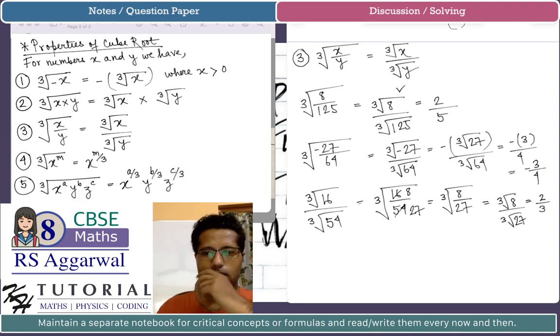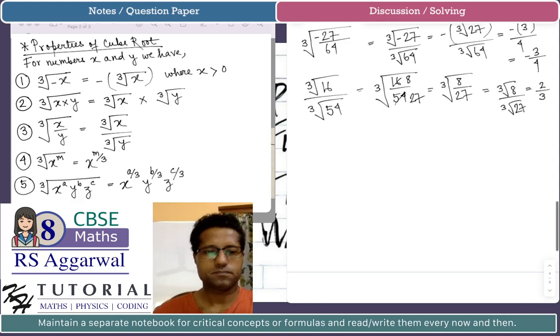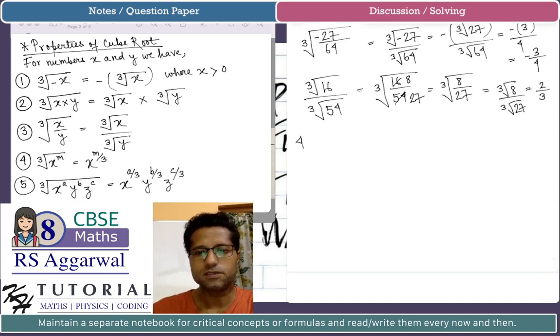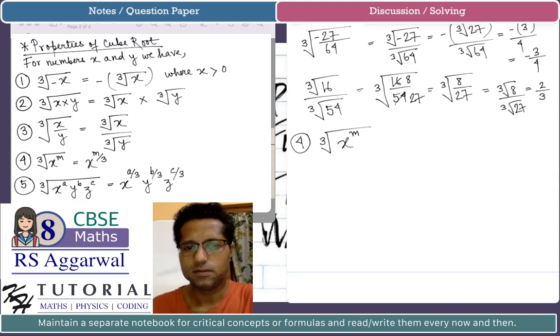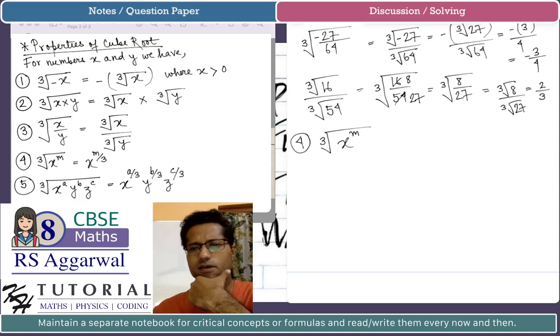Now, property 4 is that if you are asked to find the cube root of some exponential term, let's say the cube root of x to the power m, where x is definitely a non-zero number, it could be an integer or a rational number, and m is let's say a positive integer. Now, what will be its cube root?